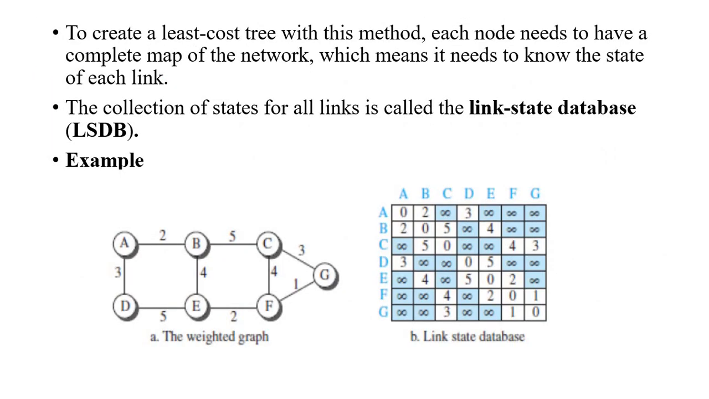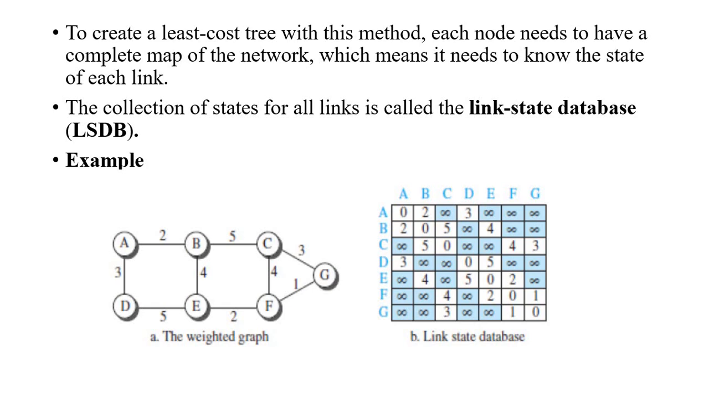Now we need to focus on how we can form the least cost tree. In link state routing, based on the link value and its edge cost, we can say how we can form the links in directing data packets. This database is called the link state database. The collection of states for all the links is called a link state database.